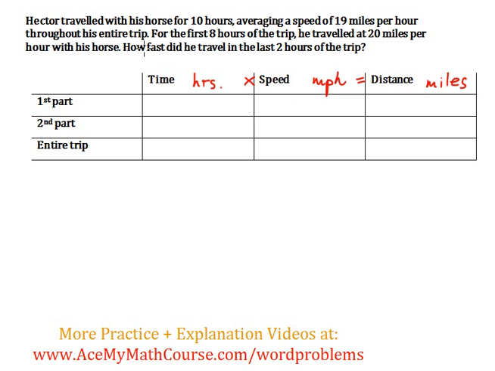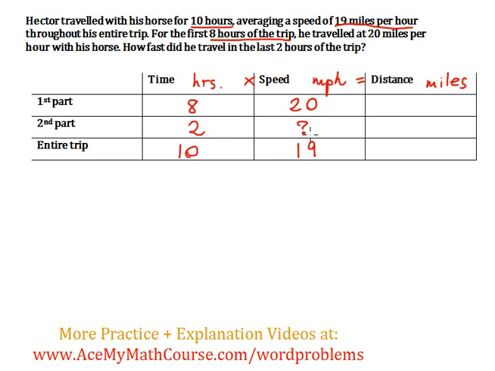So Hector traveled with his horse for 10 hours. So that's the entire trip. It lasted 10 hours, averaging a speed of 19 miles an hour throughout the entire trip. So we can put the 19 right here, speed of the entire trip. For the first 8 hours of the trip, he traveled at 20 miles per hour with his horse. How fast did he travel in the last 2 hours of the trip?